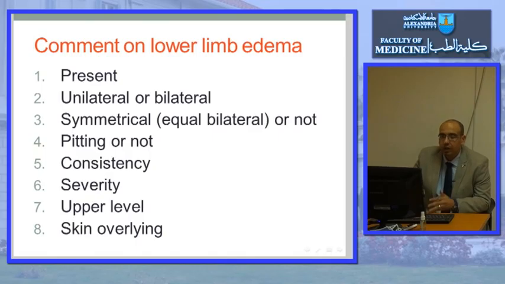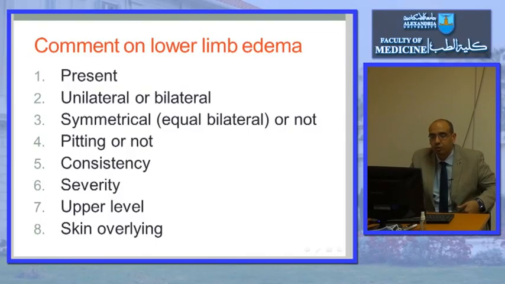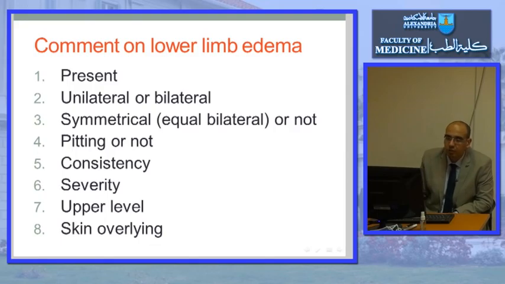Unilateral edema, I should think first of DVT, cellulitis, and lymphatic obstruction. But in bilateral edema, I should think of the three major: heart, kidney, and liver. And of course, after that, I should think of allergy and malnutrition. Is the edema equal bilaterally or not, is it pitting or not, consistency, severity, and upper level. It is up to the ankle, or up to the knee, or up to the sacrum, or generalized edema, and the skin overlying that edema. These are the items which I should comment on during lower limb edema examination.